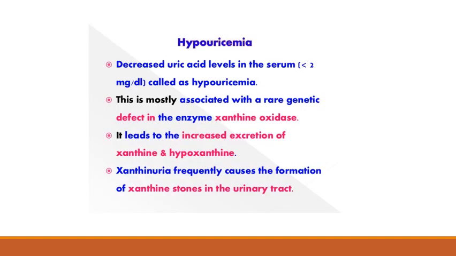Hypouricemia. This relates to decreased uric acid levels in the serum, which is less than 2 mg per deciliter. And it's mostly associated with a rare genetic defect, firstly in the enzyme xanthine oxidase. This leads to the increased excretion of xanthine and hypoxanthine, and xanthinuria frequently causes the formation of xanthine stones in the urinary tract.